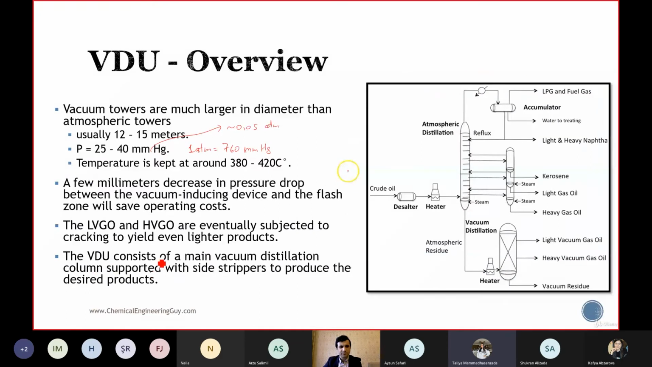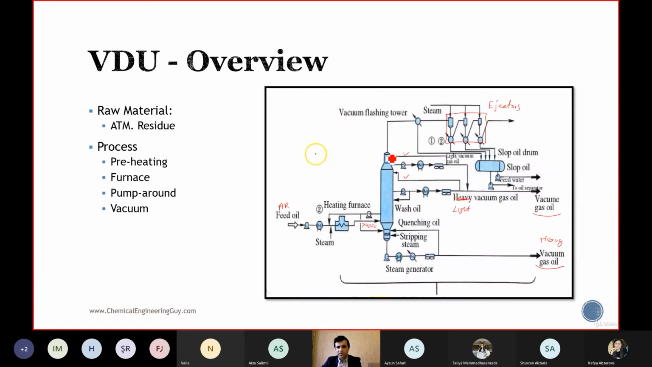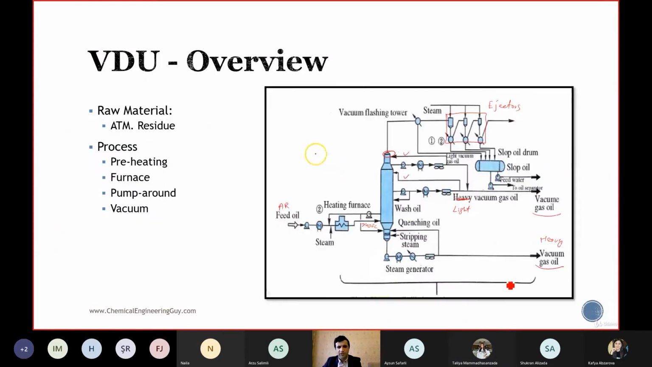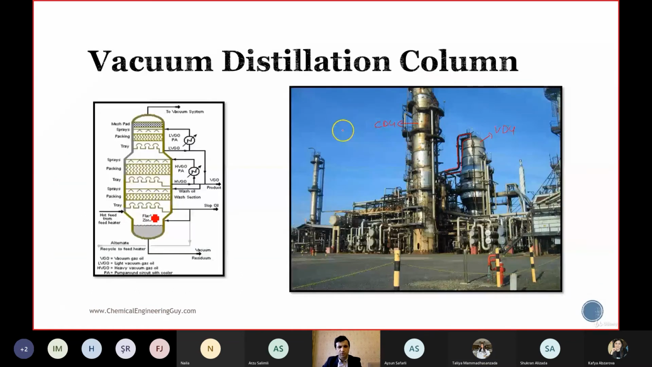It will save costs. How will it save costs? I mean, I didn't understand how we will create the pressure drop and where it will be placed. A few millimeters decrease in pressure drop between the vacuum inducing device and the flash zone. So the vacuum inducing device is this one. Here we have the vacuum inducing device, the ejector. So we have the ejector here. Okay. So between top part and the flash zone. Where is the flash zone? You see the bottom part.